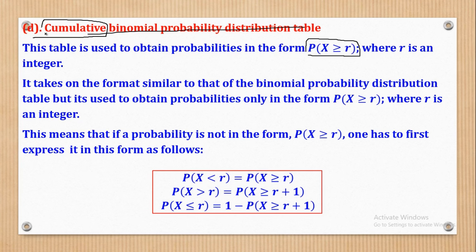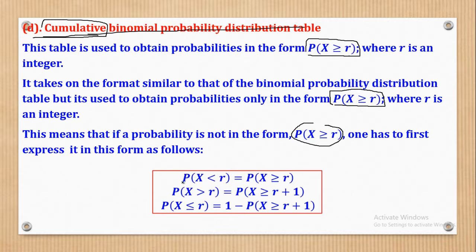But now when there is the word cumulative, it implies that the probabilities you'll be reading will be x greater than or equal to r, where r is an integer, and it takes on a format similar to that of the binomial distribution table, but it's used to obtain probabilities only in the form x greater than or equal to r. So always remember that. Therefore, in cases where the question is not in this form, it implies that you have to first express it in this form before you use the table.